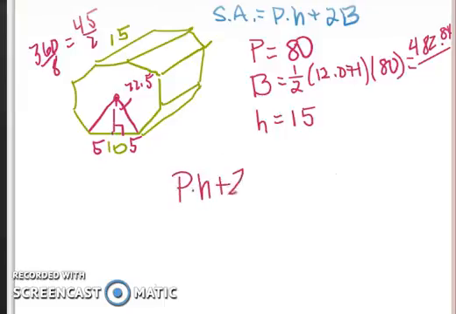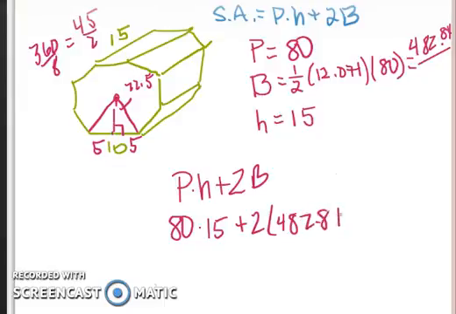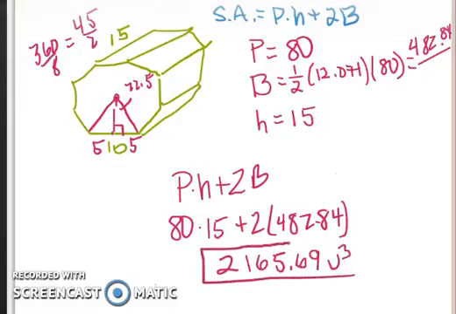Again, perimeter times height plus 2 times the base. The perimeter we know is 80 times the height, which we got is 15, plus 2 times this base of 482.84. It's left in my calculator, so I need to multiply it by 2. And then I'm going to add, and use my parentheses carefully, 80 times 15. If you do that all correctly, you should get in your calculator about 2,165.69 if we round to the nearest hundredth decimal spot.